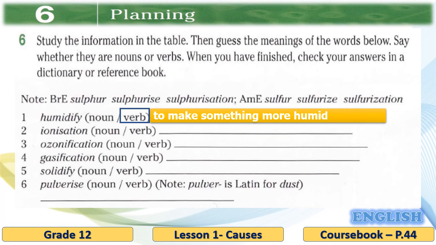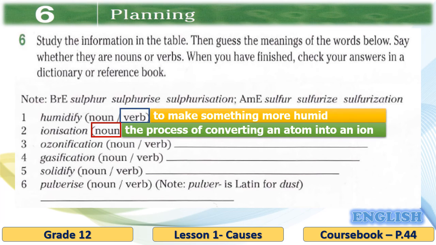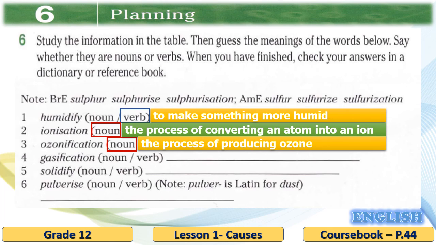Number 2, ionization. Since it ends with tion or ation, it is a noun. Excellent. And here it means the process of converting an atom into an ion. Number 3, ozonification. Also, it ends with the same suffix, ation. So it is also a noun. Excellent. And it means the process of producing ozone.